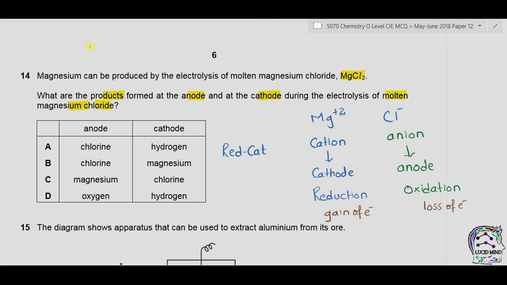So Mg2+ will move towards cathode. What will happen is that it will gain 2 electrons from cathode and it is converted into magnesium metal. So at cathode magnesium is formed. Similarly at anode Cl- will move. It will lose its electrons and form chlorine gas. 2 chloride ions form 1 molecule of chlorine along with 2 electrons lost. So at anode we have chlorine. Correct answer is B.